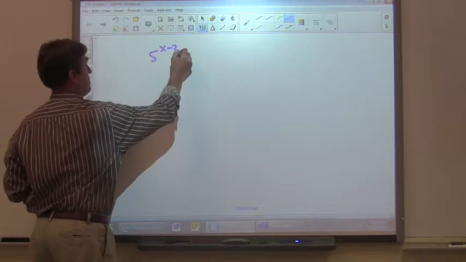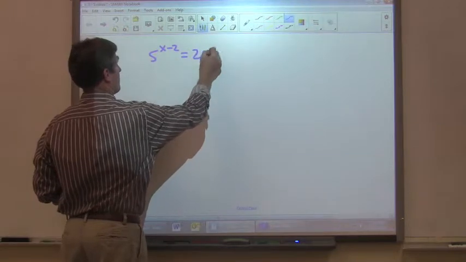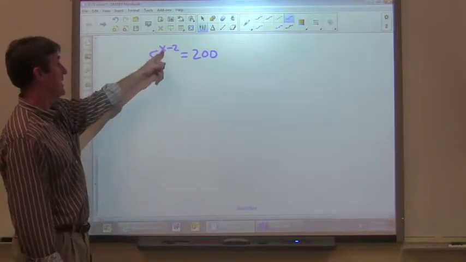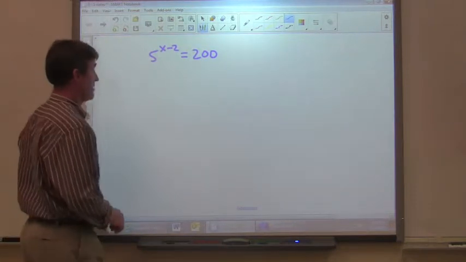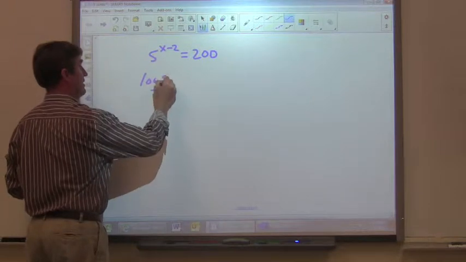x minus 2 equals 200. So again, the first thing we ask ourselves is where is the variable? In this case, it's in the exponent. So I'm going to do logarithms. So I go log. Again, we're going to do base 10.